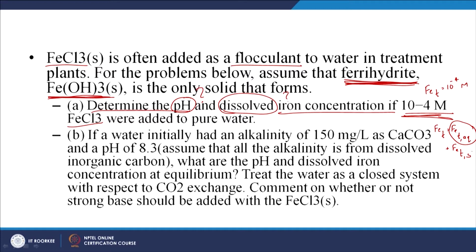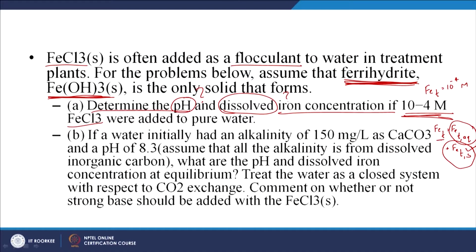So obviously for that you need to be able to calculate your Fe total, the ferric iron that has precipitated out. Once you calculate the amount of iron that's precipitated out, you can subtract that from the initial Fe total and then get the Fe total in the aqueous form, right?